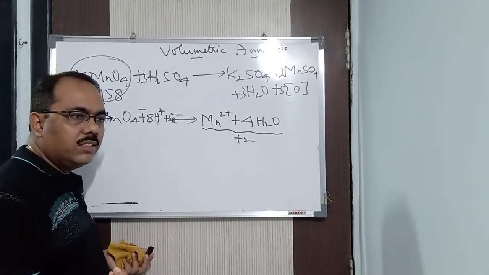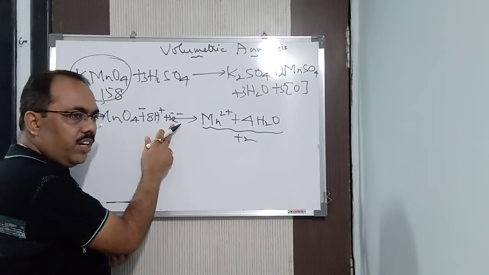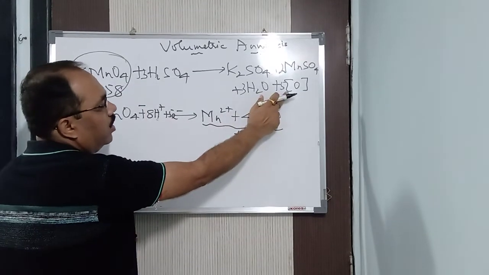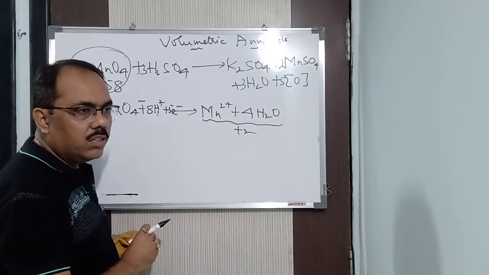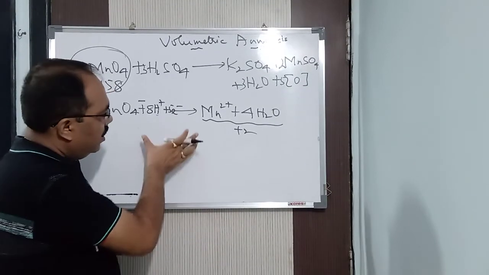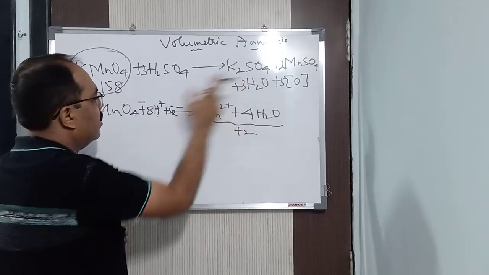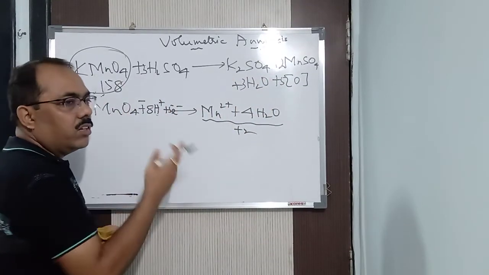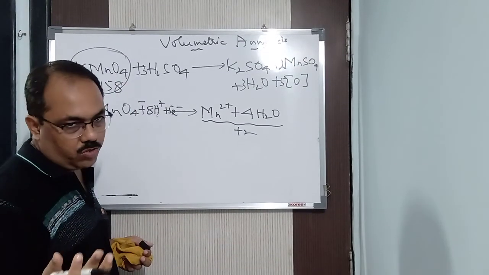That's it. Clear? So if the ionic equation is given, I need to find the number of electrons, and if the molecular equation is given, I need to find the nascent oxygen. How to find the equivalent weight? Equivalent weight is the molecular weight of the oxidizing agent divided by the number of nascent oxygen, or the molecular weight divided by the number of electrons. Whichever form the equation is given, you do it accordingly and find it out.